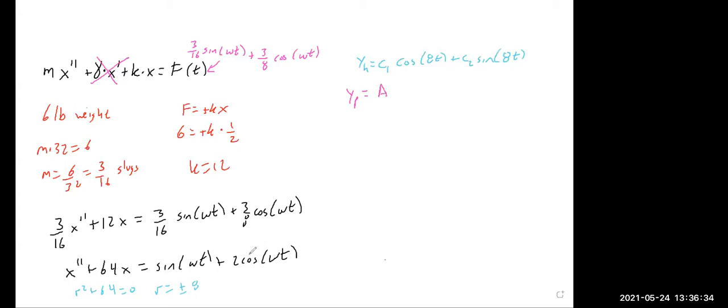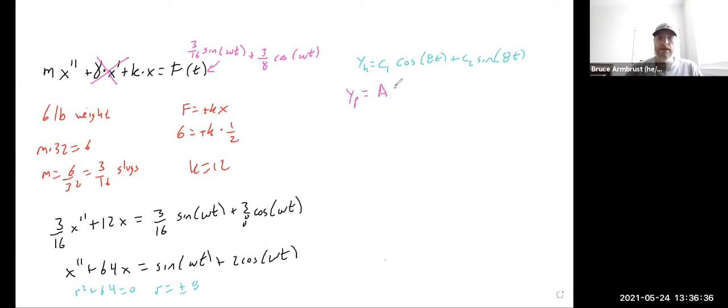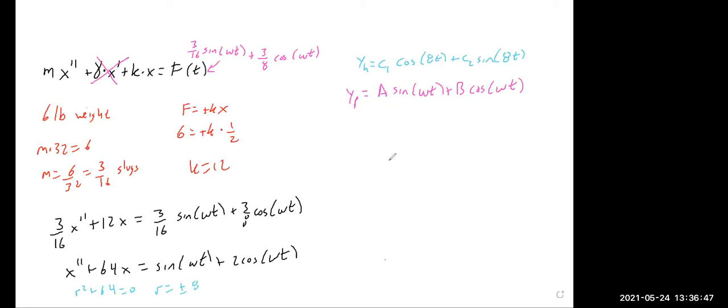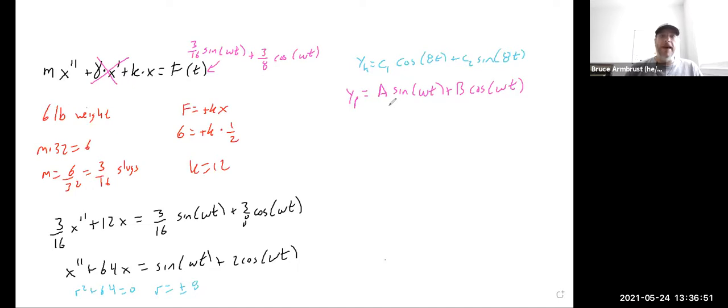Right, since this is sine and cosine, this is going to be our guess. However, if this is our guess, then we're definitely not going to blow up, because whatever this form is, we'll get some sines and cosines plus some sines and cosines. It's just going to oscillate.